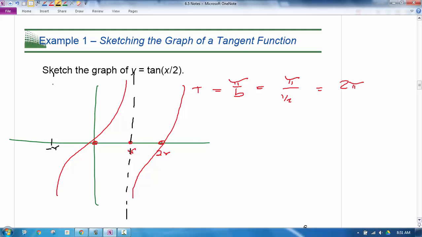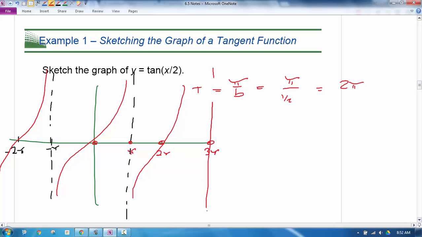This is negative pi where there's going to be another asymptote. This is negative 2 pi where the function is going to go through that again and look like, well, that's kind of bad, but you get the idea. That's what the tangent function looks like, and it just keeps repeating. So at 3 pi, there's going to be another asymptote. At 4 pi, the function is going to go through that, and you get the idea.